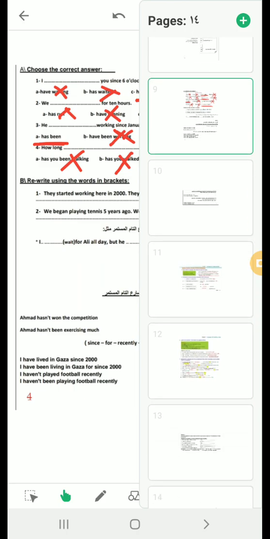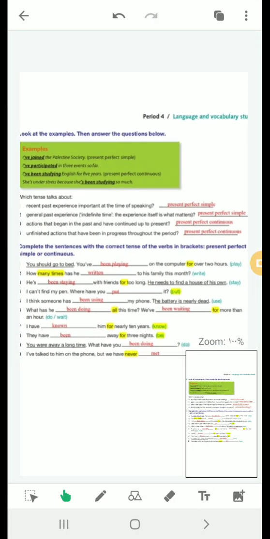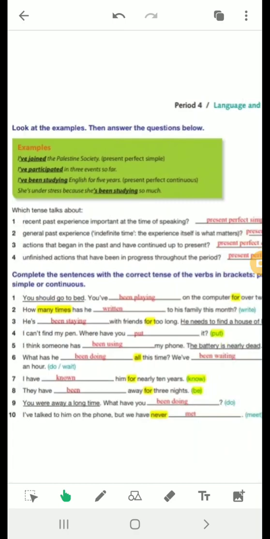Now let's answer exercise number 3 and 4 from our book, page 10. The second part of this page is about making a question. I want to explain it next time. So we just want to answer exercise number 3, examples and the grammar rule. Look at the examples in our book.